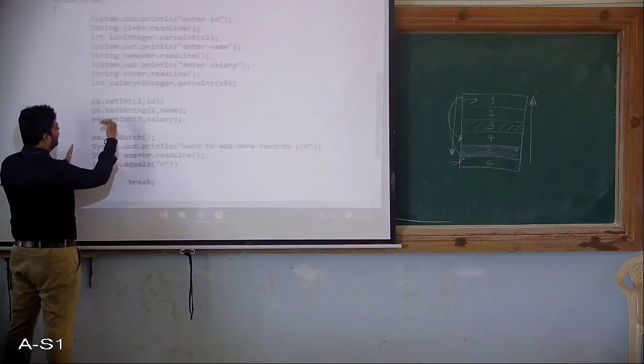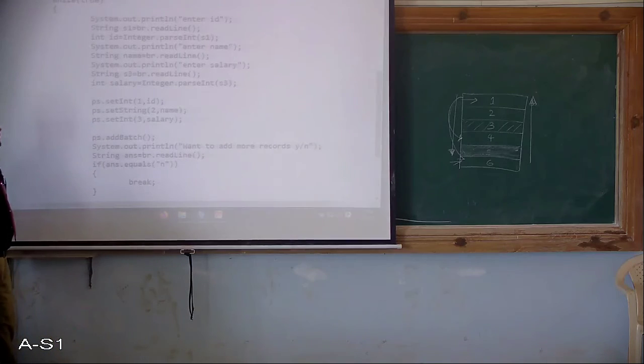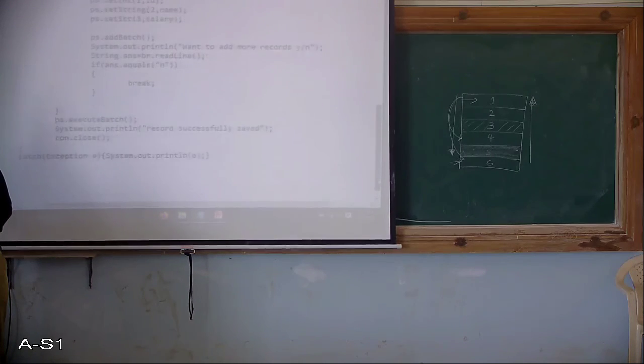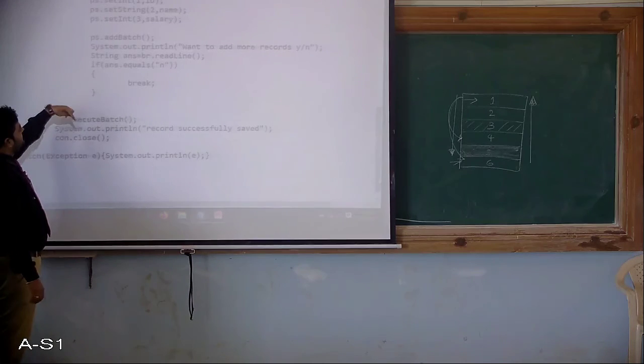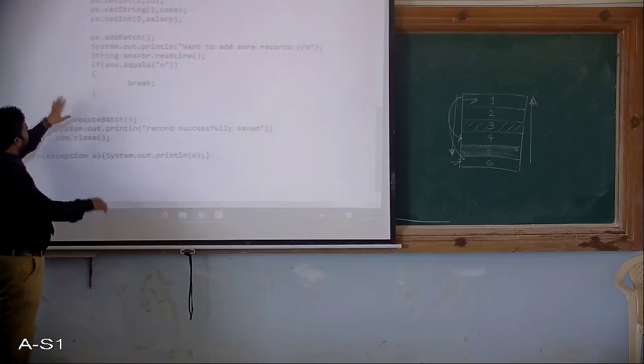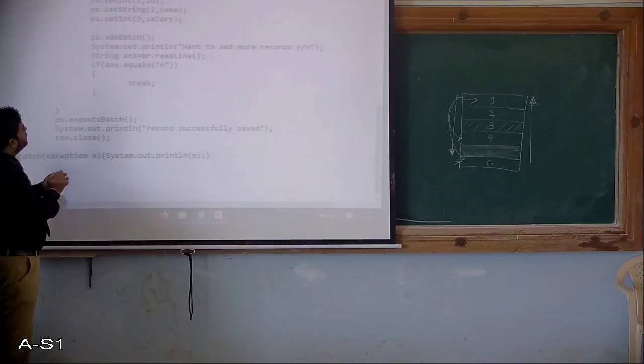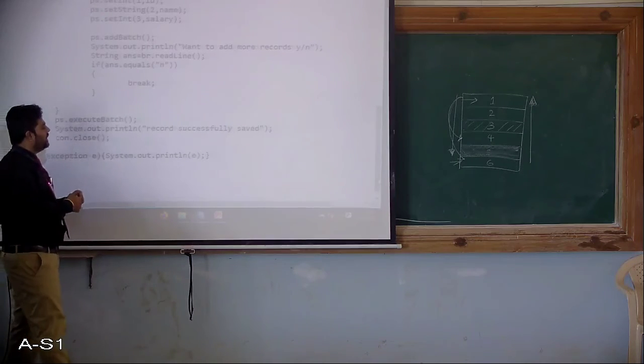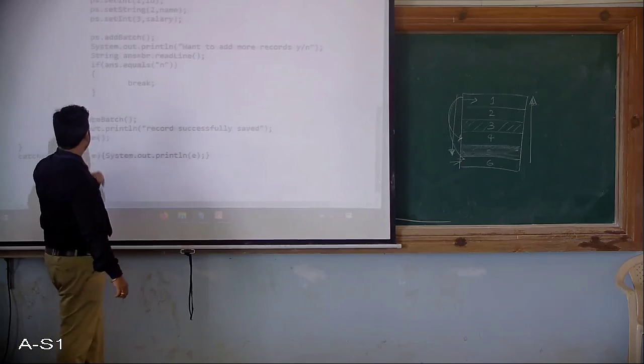So I have added all these statements to the batch. Now if I want to add more records, it is going to take the answer from the user. If it is yes, then the process remains the same and it takes the next values again. So I have taken an if statement where the user can give his feedback. If it is yes, he can perform the same operation once again. If it is no, then it comes out of the loop.